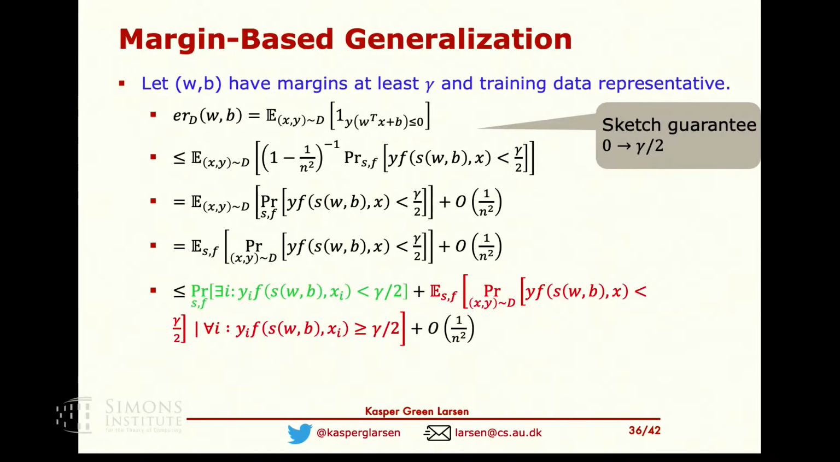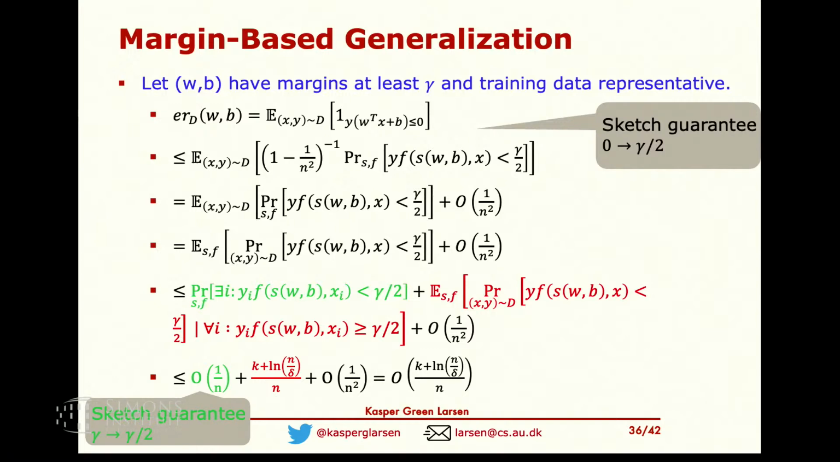And the last trick is to turn it into something that can use that the sketch is representative. So basically, I split this expectation into those choices of sketches for which there exists a training point that's estimated to have a small margin. And then I guess the other ones where all of the training points are estimated to have a large margin. In the first case, I can always upper bound this term in here with 1, so I just get this term here. And in the other case, I can now condition on all the margins being estimated to something large. So, and then we're done.